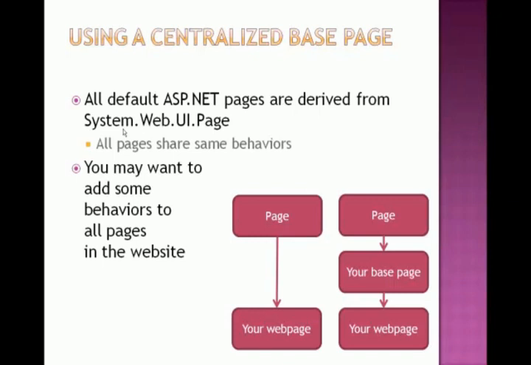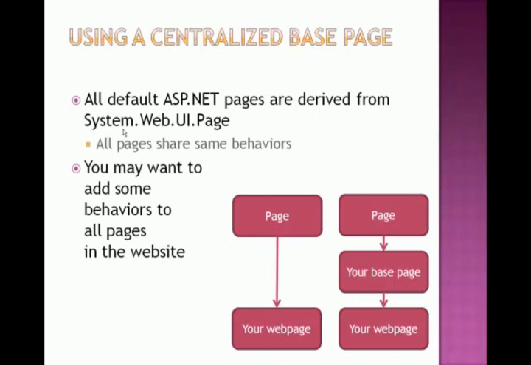What we can do is create a class of our own, call it the base class, and have this class inherit properties from the page class of the system.web.ui namespace, and then have our pages inherit their properties from our base page class instead of from the page class. And here's how it looks.